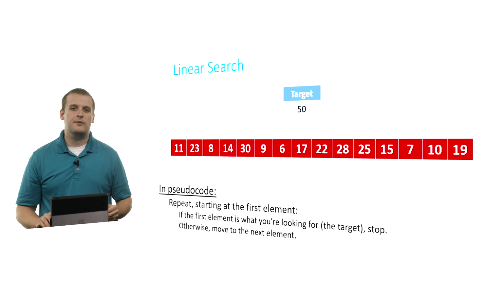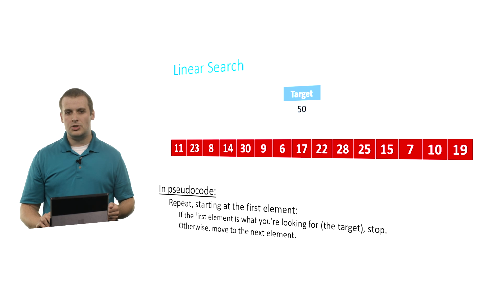But what about if we're looking for an element that's not in our array? Does linear search still work? Well, sure. So we repeat this process starting at the first element. If it's what we're looking for, we can stop. It's not. Otherwise, we move to the next element. And we can keep repeating this process, examining each element in turn, hoping that we find the number 50.